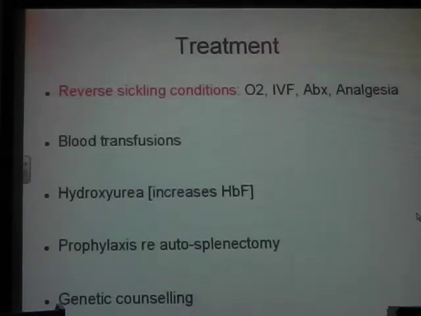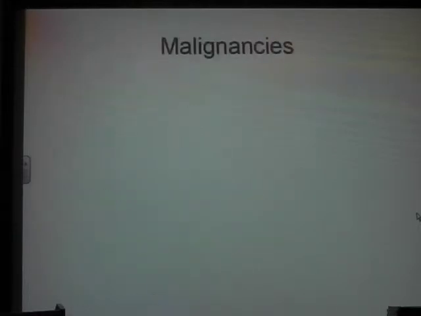Hydroxyurea increases the amount of hemoglobin F, which is important because that obviously doesn't contain the beta globin. People with sickle cell disease infarct their spleens at a very early age, so they autosplenectomize, and so you need to give them prophylaxis against infections and genetic counselling. Okay, so that was the anemias. That's all on your syllabus.